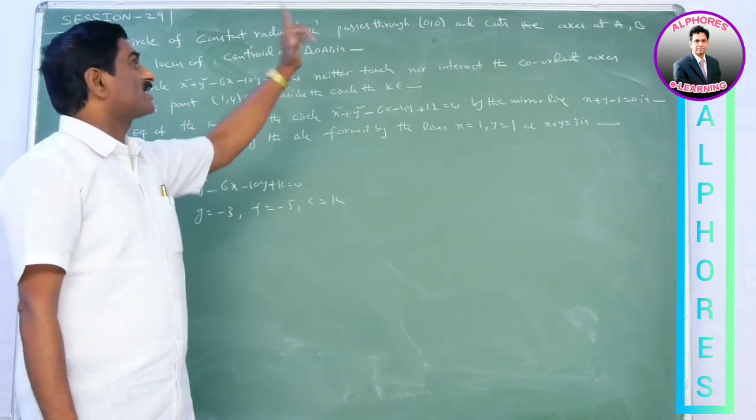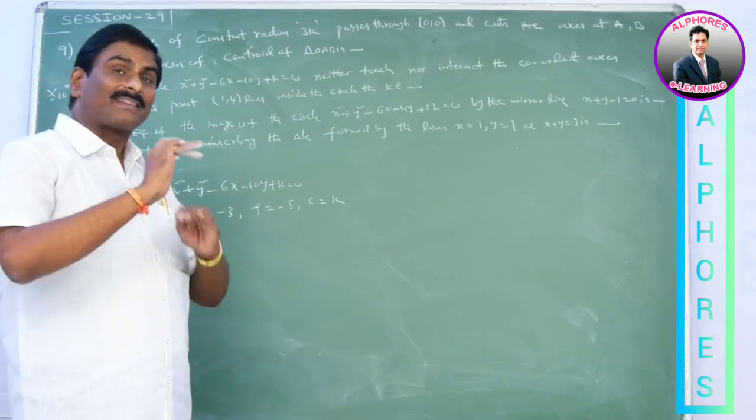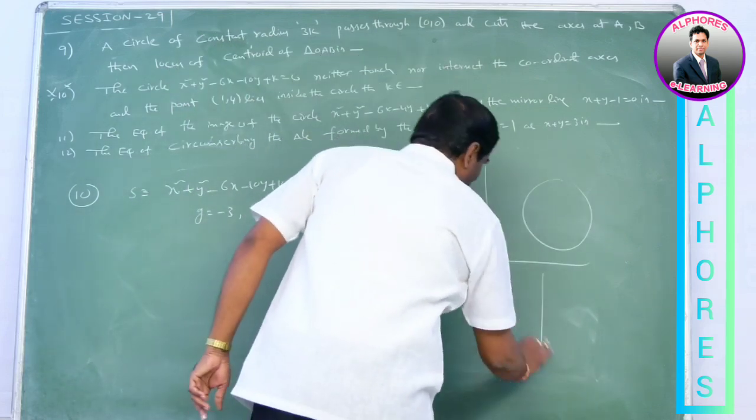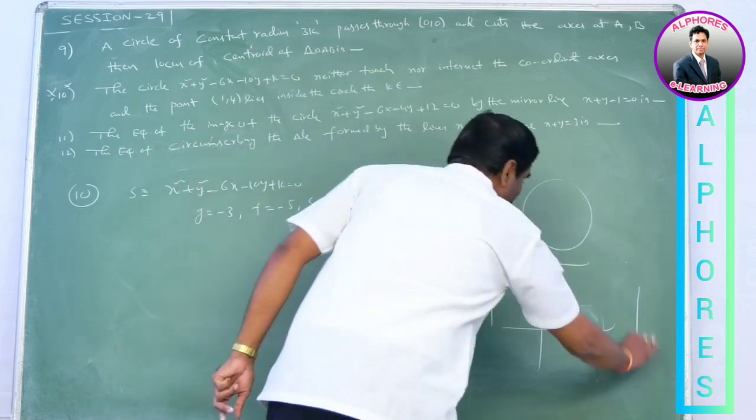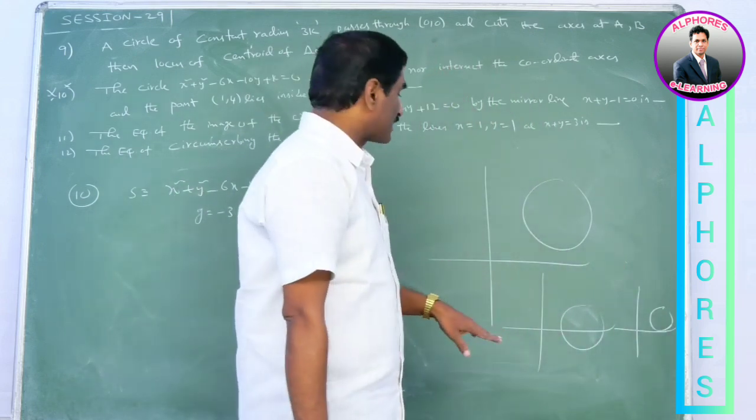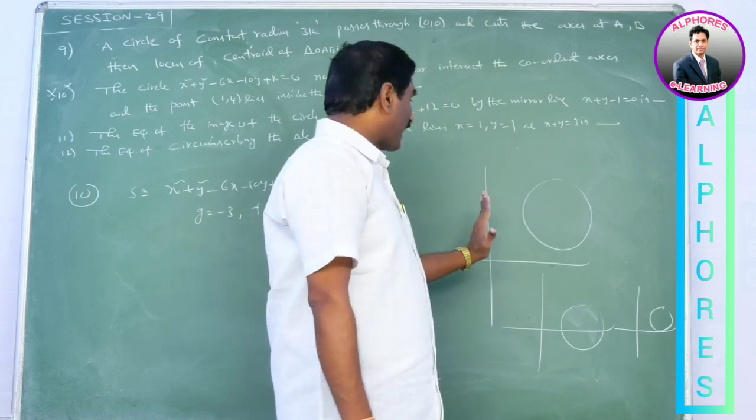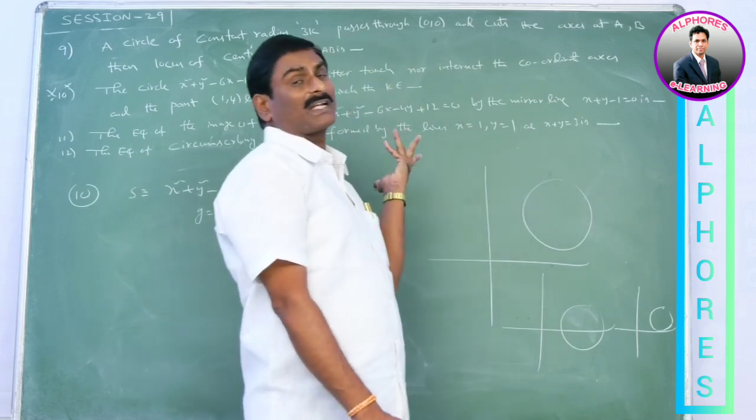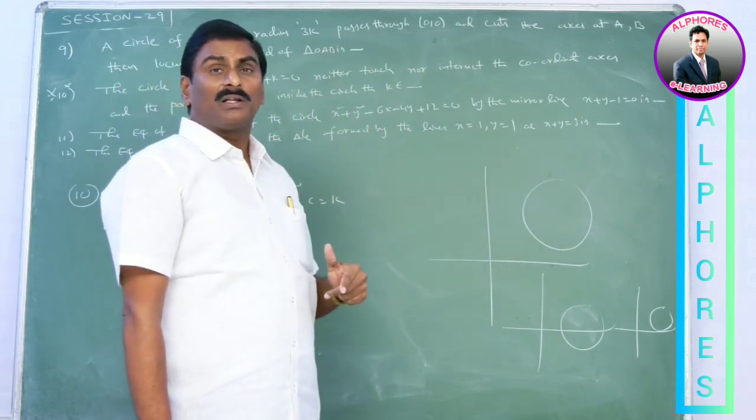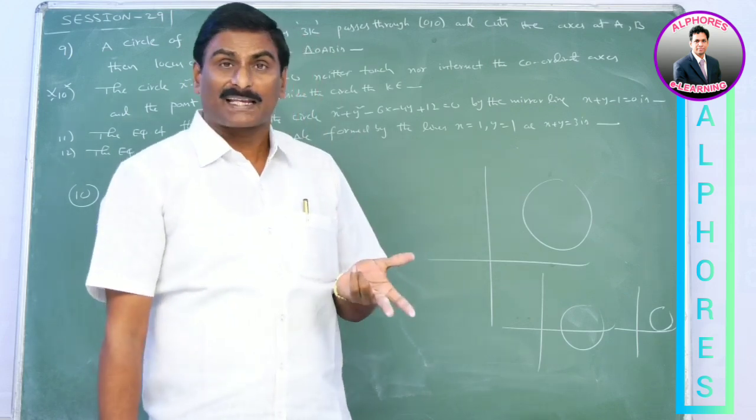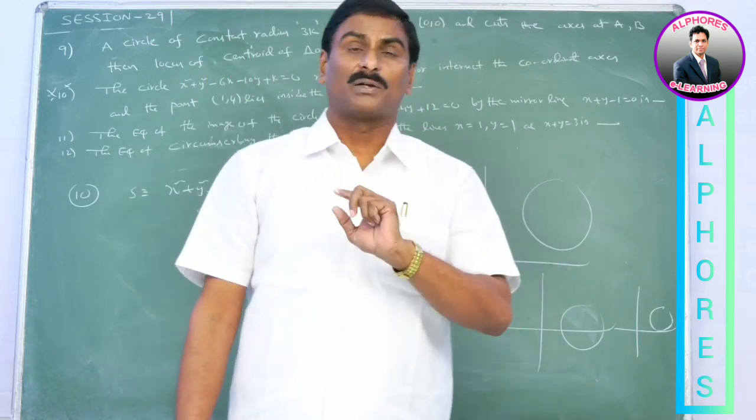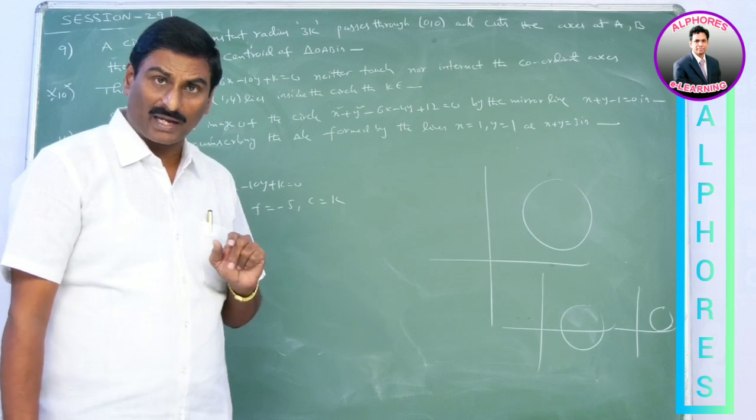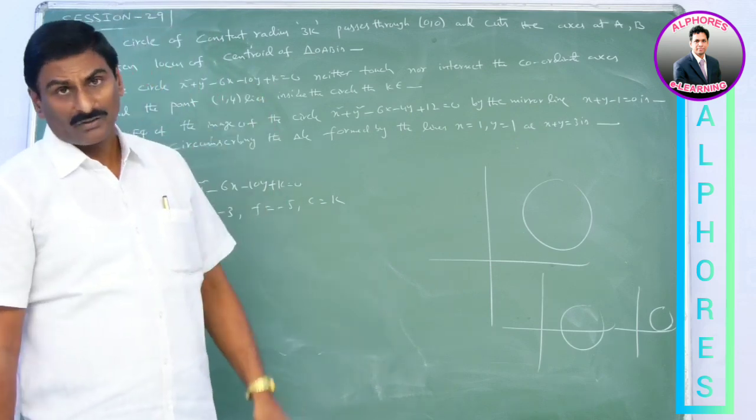Here, the circle neither touches nor intersects the coordinate axes. That means the circle lies completely above or below the x-axis, not cutting or touching it, and similarly neither touches nor intersects the y-axis means the circle is on the right side or the left side of the y-axis. If the circle neither touches nor intersects the x-axis, what is the condition? g square minus c less than 0. If the circle neither touches nor intersects the y-axis, what is the condition? f square minus c less than 0. By using these conditions, we find the range of k.